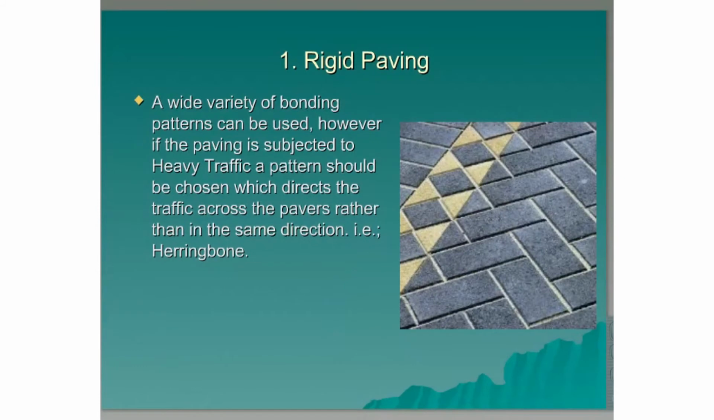A wide variety of bonding patterns can be used. However, if the paving is subject to heavy traffic, a pattern should be chosen which directs the traffic across the pavers rather than in the same direction. So therefore, herringbone is the most suitable bond for this.